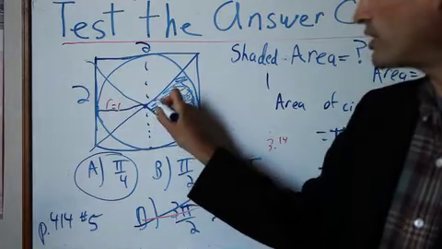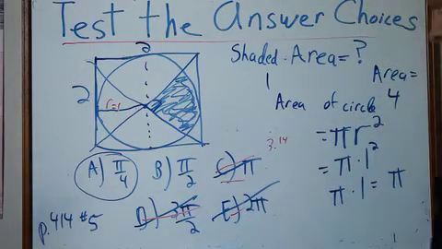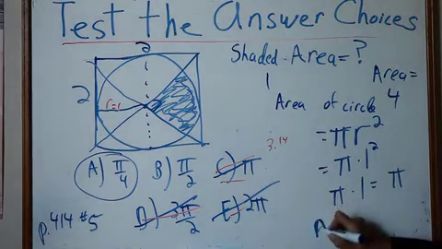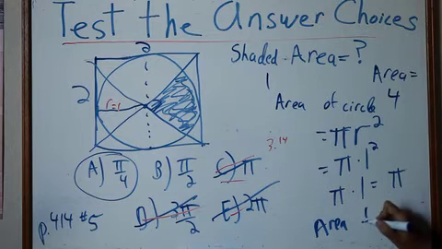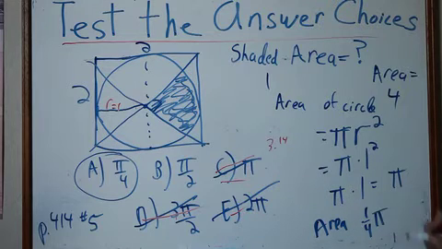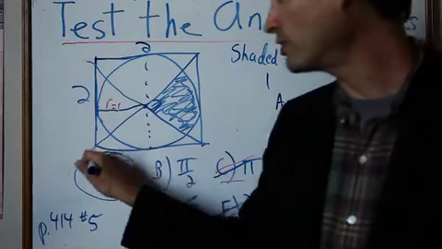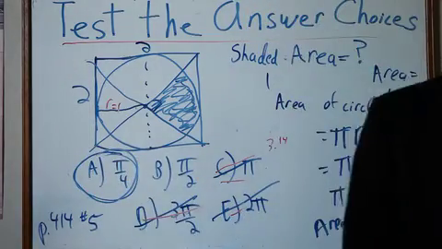Thinking back to what we said, 1/4 of the circle's been shaded. Therefore, my area of just the shaded sector would be 1/4 pi, matching our initial guess and estimate.